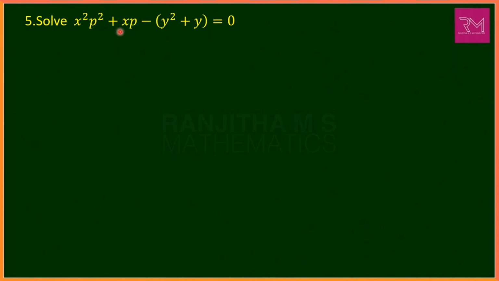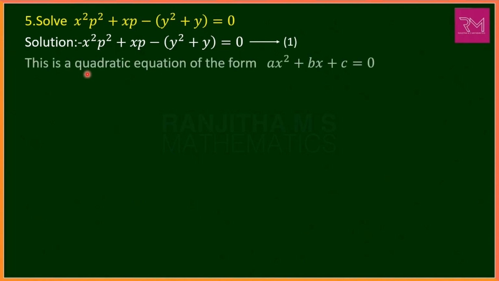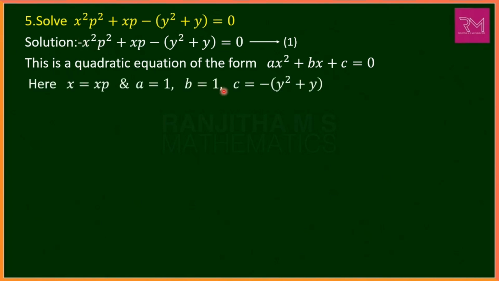Solve x square p square plus xp minus y square plus y, which is equal to 0. Here take the given data, x square p square plus xp minus y square plus y, which is equal to 0. Call this equation number 1. Here, observing carefully, this is also a quadratic equation of the form ax square plus bx plus c, which is equal to 0, where in the place of x, here we have xp. Here a value is 1, b value is also 1, and c value is minus y square plus 1.